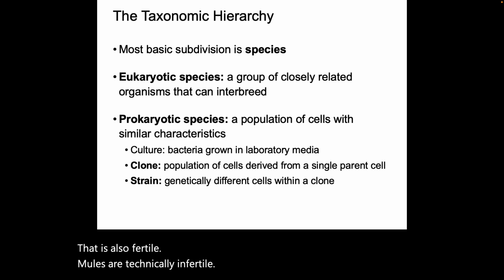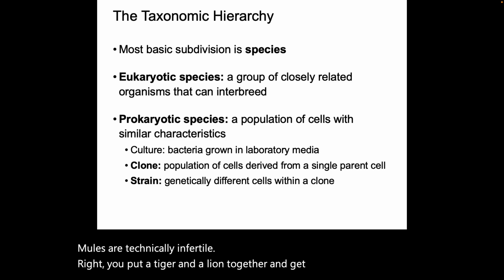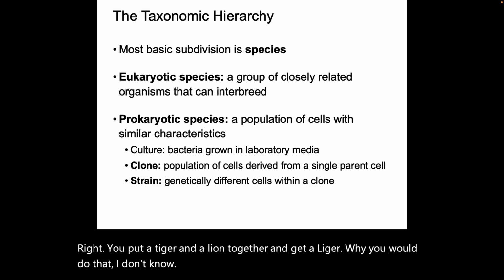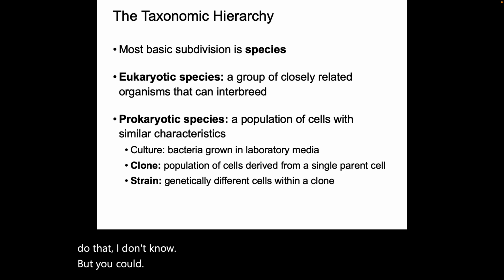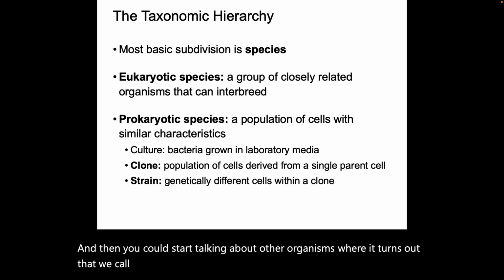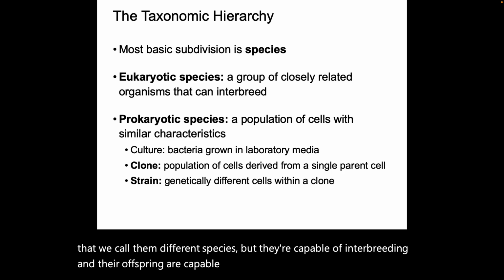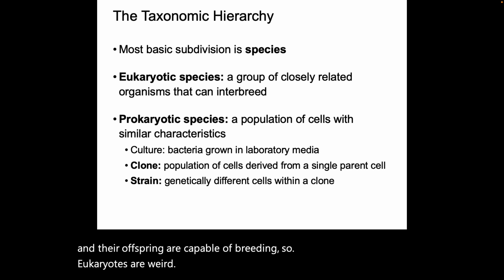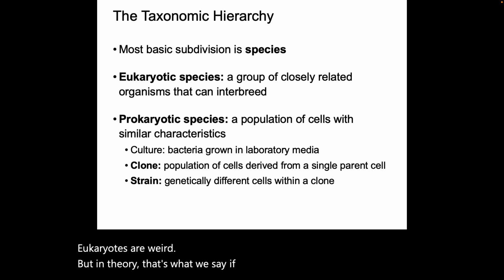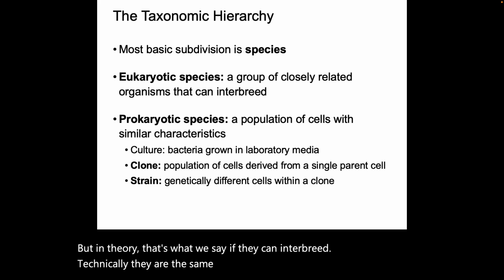You can put a tiger and a lion together and get a liger. Why you would do that, I don't know, but you could. And then you can start talking about other organisms where it turns out that we call them different species, but they're capable of interbreeding and their offspring are capable of breeding. So eukaryotes are weird. But in theory, that's what we say. If they can interbreed, technically they are the same species. If they cannot, they are different species.